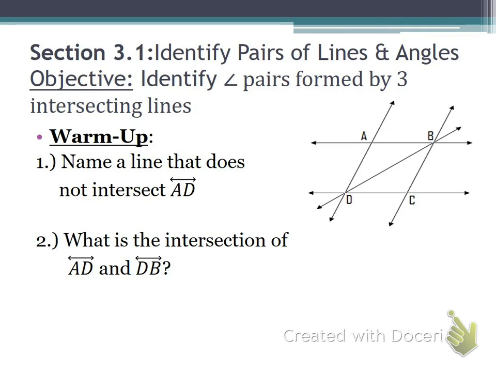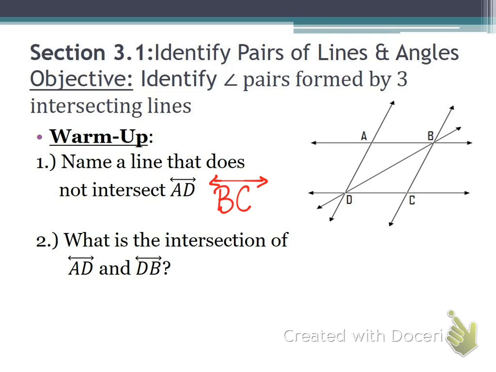For our warm-up, name a line that does not intersect line AD. Very good. Line BC. We would write that with the line over the top of the 2 letters. If you instead called it line CB, that would also be okay. No other options there.